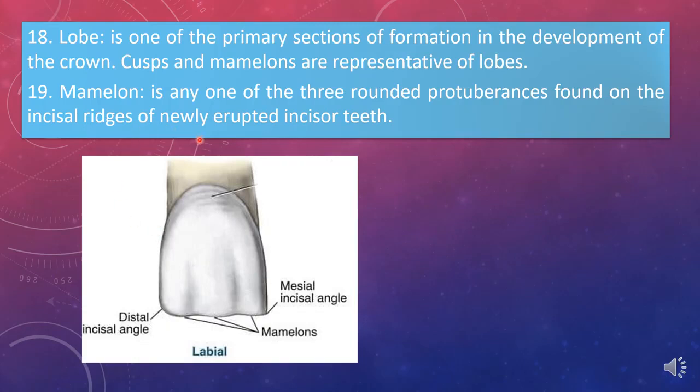The mamelon is any one of the three rounded protuberances found on the incisal ridge of a newly erupted incisor tooth.